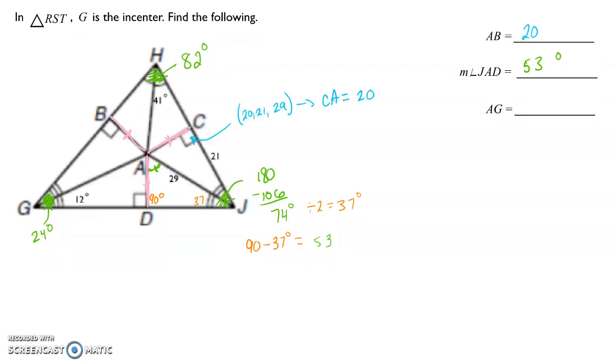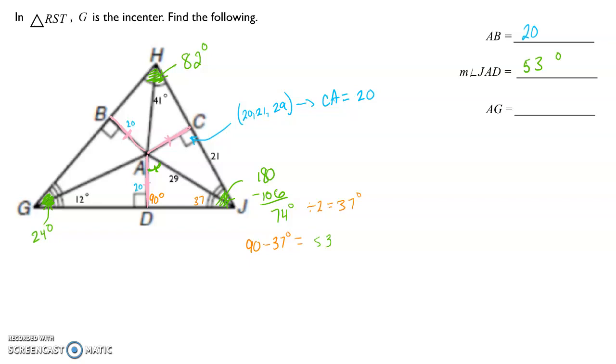Since it's an incenter, AD, AC, and AB, those are the perpendicular distances to the sides, must all be congruent. Then I have a right triangle where I know a leg is 21, a hypotenuse is 29. Well, if I had a 20 as my other leg, that's a Pythagorean triple, or I could use the Pythagorean theorem if I didn't recognize the triple, and find that segment CA must be 20, so AB must also be 20.